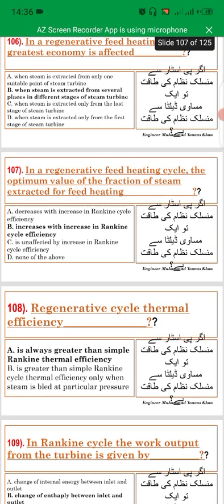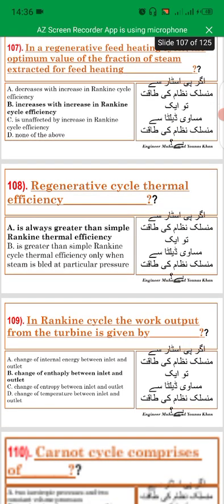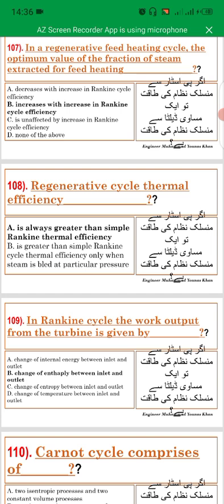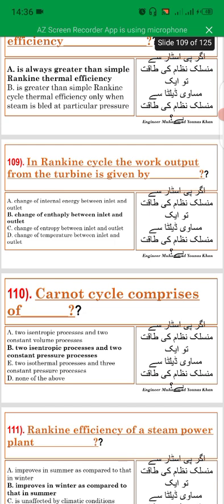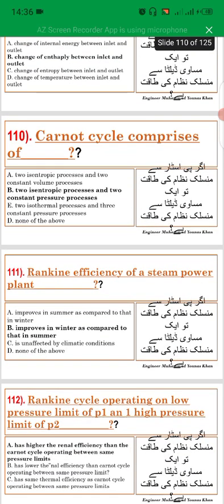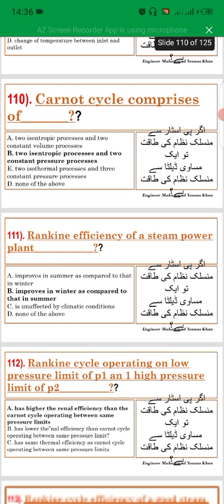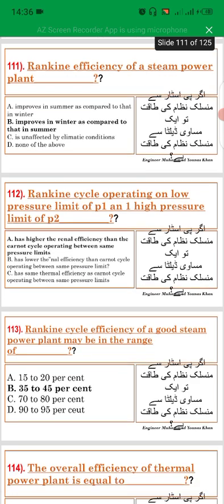In a regenerative feed heating cycle, the optimum value of the fraction of steam extracted from feed heating increases with increase in Rankine cycle efficiency. Regenerative cycle thermal efficiency is always greater than simple Rankine thermal efficiency. In Rankine cycle, the work output from the turbine is given by the change of enthalpy between inlet and outlet. Carnot cycle comprises two isentropic processes and two constant pressure processes. Rankine efficiency of a steam power plant improves in winter as compared to that in summer.